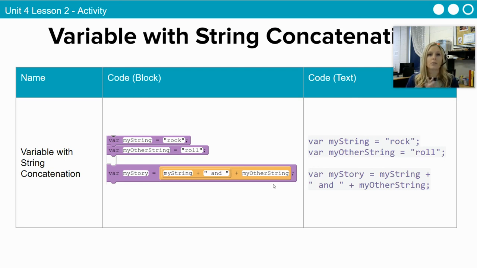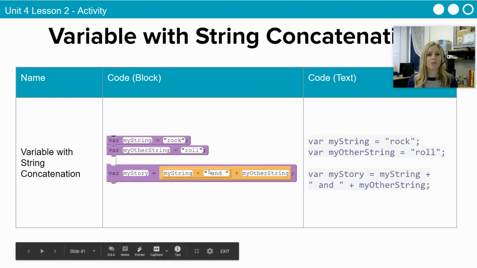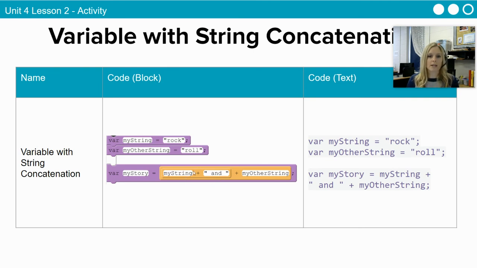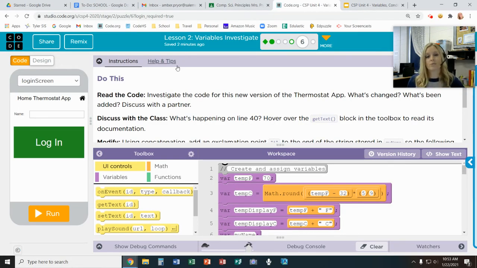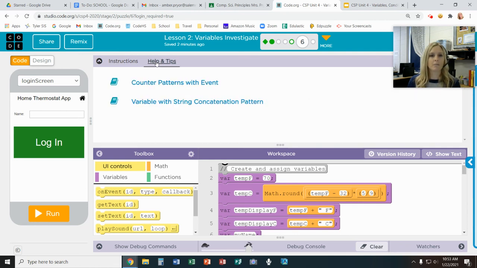Now remember that a computer, whenever you add that plus sign, it's just going to take the two values and put them right there together without any spaces, and that's not what you want. So you got to make sure that whenever you concatenate, that you add spaces between words. In this case, we know that rock is going to print here. We want to make sure there's a space before the next word. Now, you can find those tips on Help and Tips on many of your pages. This is counter patterns with event, variable with string concatenation pattern, so that if you forget what your starter code needs to look like, you can go there and find it.